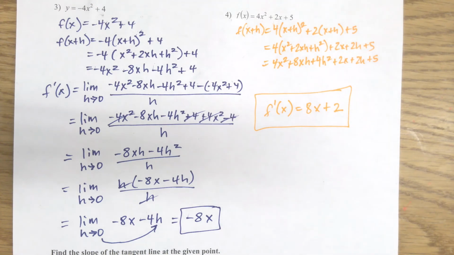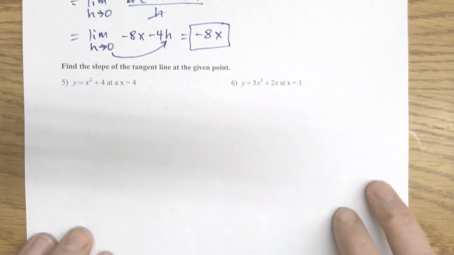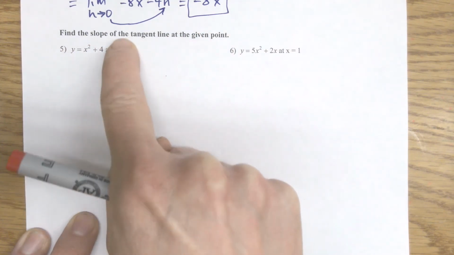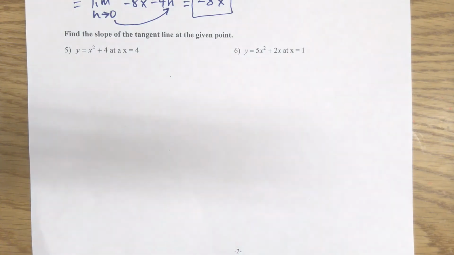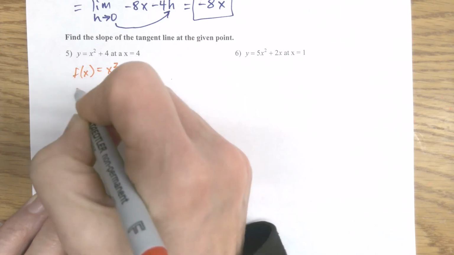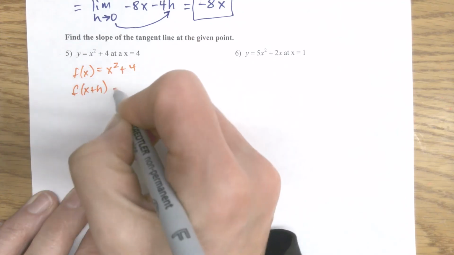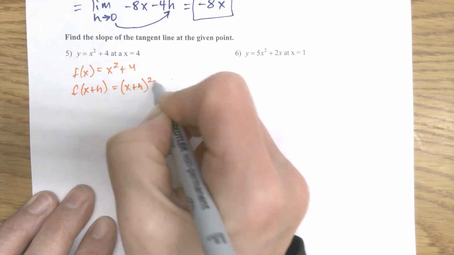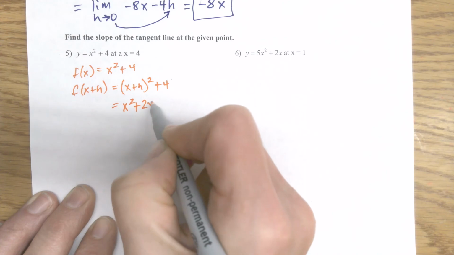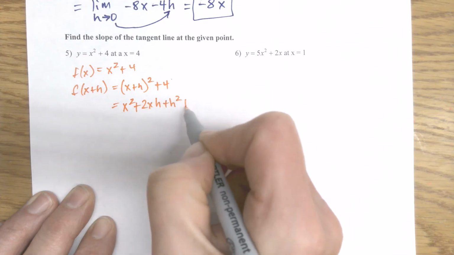Now on the following problems, I'm going to have you do the same thing. I'm going to have you pause the video and find the derivative, and the directions change, so we're going to end our problem a little bit differently. So don't pause just yet, but this one says find the slope of the tangent at the given point. So we first of all have to find the slope. We first are going to do our f of x, which is x squared plus 4, and our f of x plus h, which is (x plus h) squared plus 4. And then, of course, square that: x squared plus 2xh plus h squared plus 4.